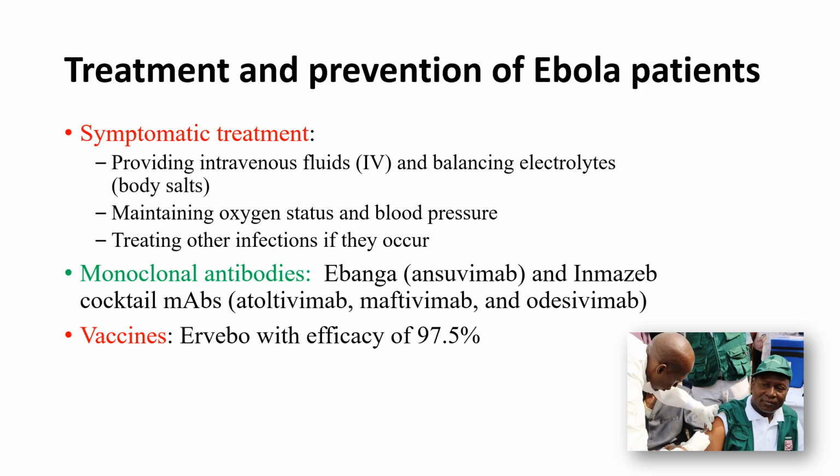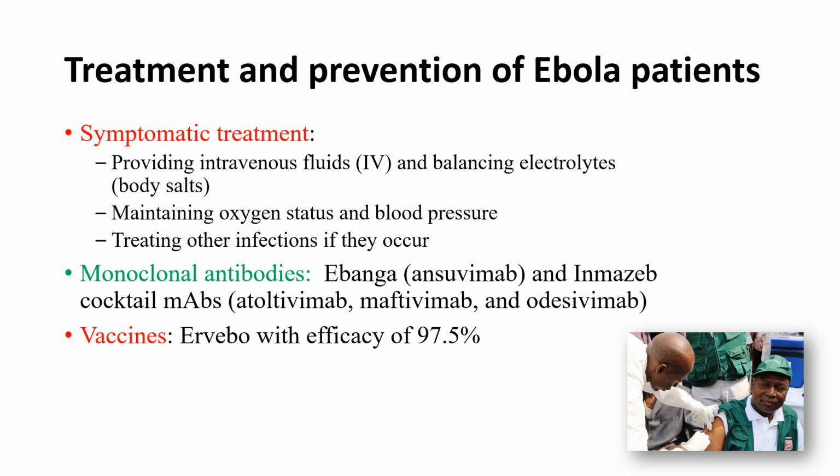Now, you're all familiar probably with the drug Remdesivir that was approved recently for COVID-19. So this was one of the drugs that was actually also tested for Ebola, but it was dropped because these monoclonal antibodies were found to be superior in efficacy and clinical benefits compared to Remdesivir. So they were chosen as the drugs of choice for Ebola treatment. Also recently, a vaccine has been approved for Ebola.